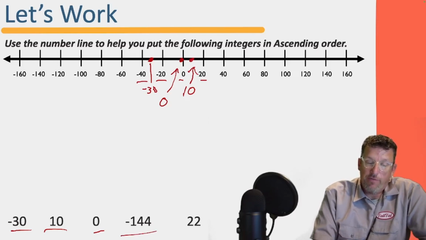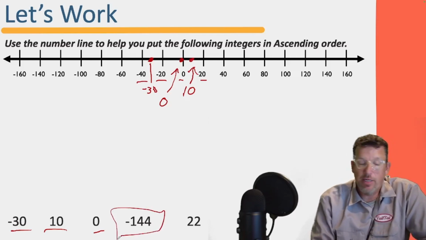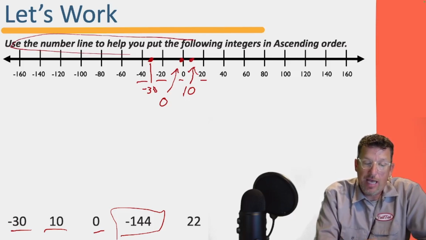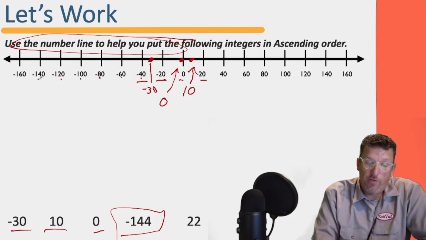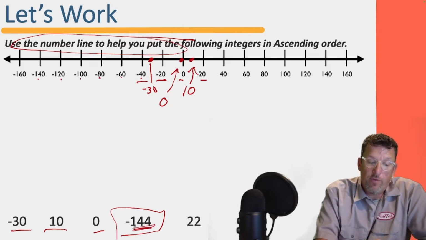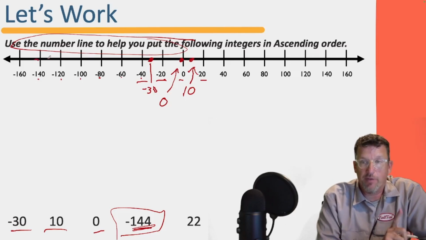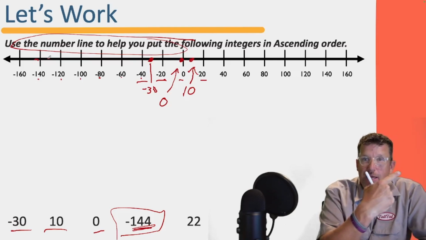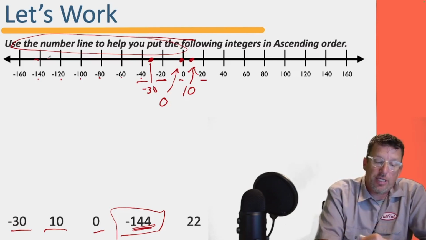Negative 144. Now that's a bit tougher. We know it's negative, so it has to be on this side, right? So we've got negative 20, negative 40, negative 60, negative 80, negative 100, negative 120, negative 140, negative 144. So it'd just be a little bit after it, wouldn't it? It wouldn't be before it, because remember, if we're counting negative, the numbers keep getting bigger in representation, but because they're negative, they're actually getting smaller.